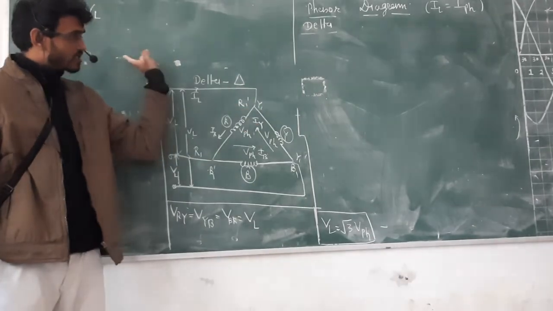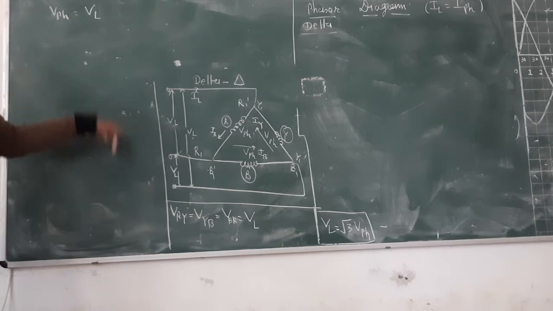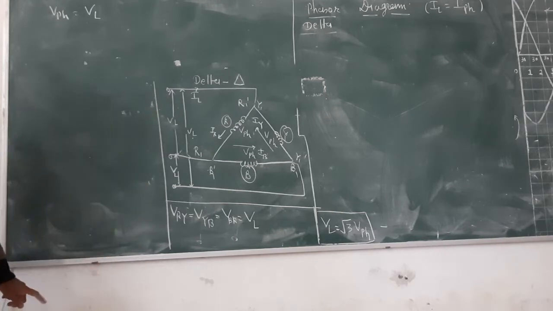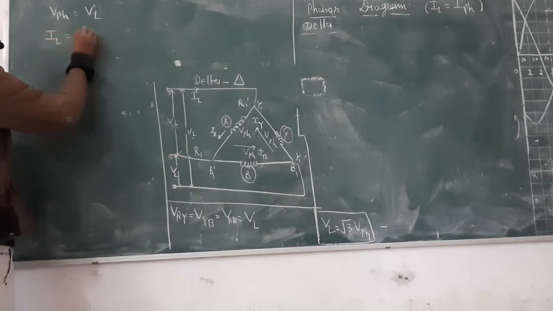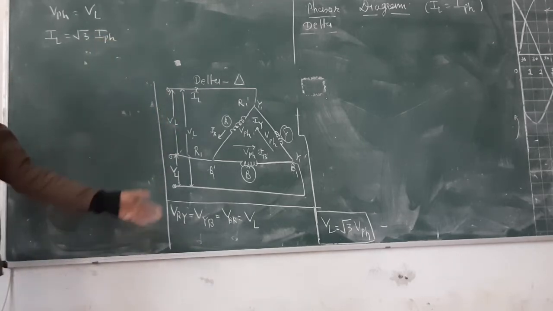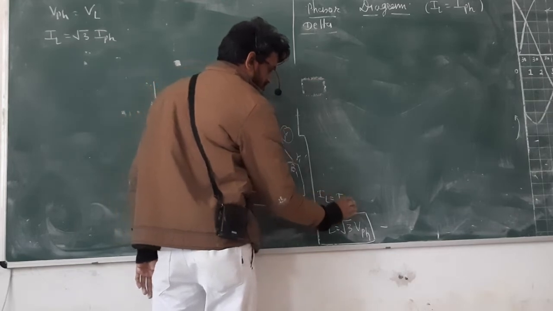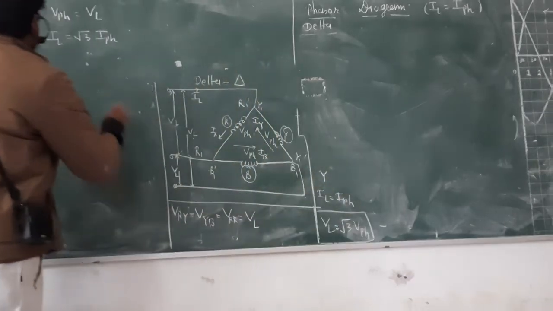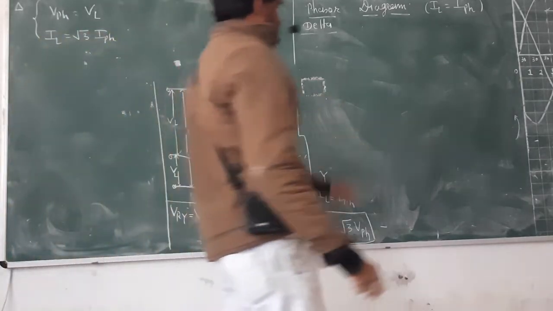In the star connection, current goes directly in this way, going in the line, directly drawn into the phase. But in delta, current is different, voltage is the same. But it turns out that when you draw the vector, you will get the same kind of relation, that IL is equal to root 3 times I phase. And in star, IL is equal to I phase. In delta, this is the relation.